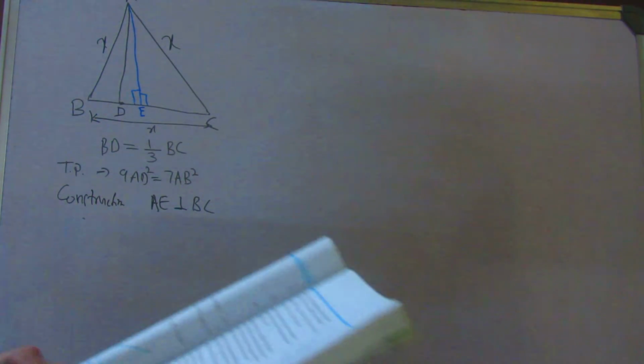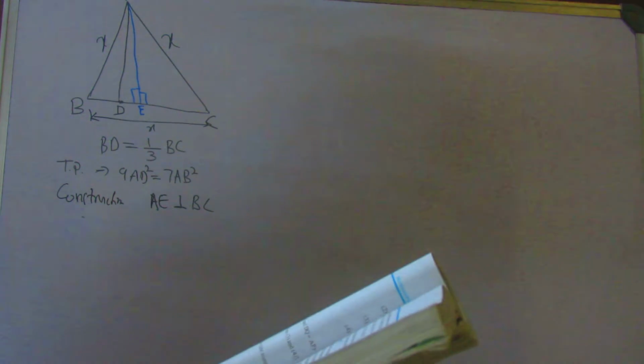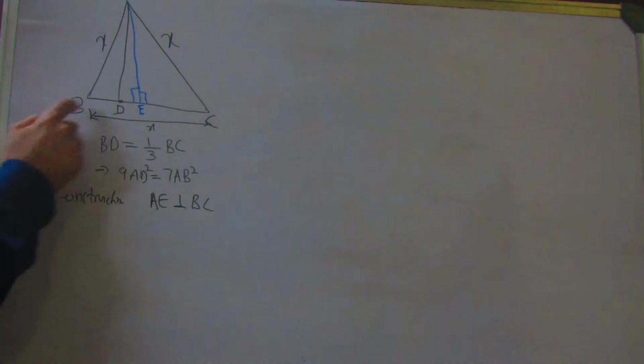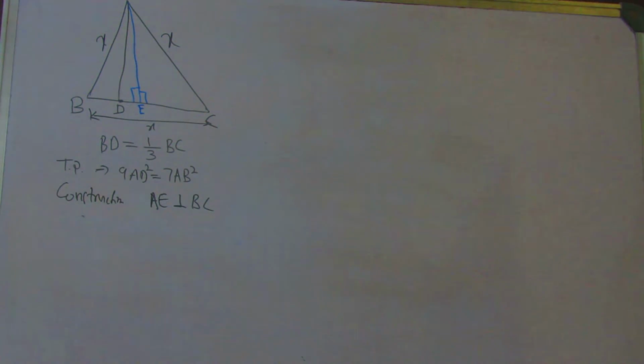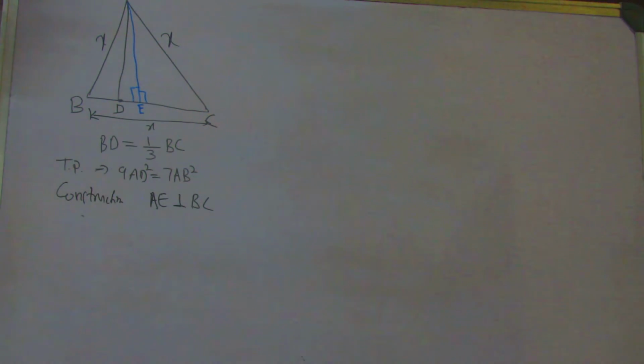Today we are going to do a question from Pythagoras Theorem, Similarity. It is an important question from board's perspective. The question is, in an equilateral triangle ABC, D is a point on side BC such that BD equals 1 by 3 BC. Prove that 9AD square equals 7AB square.